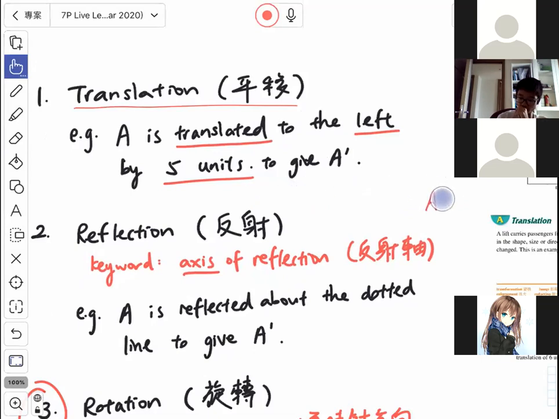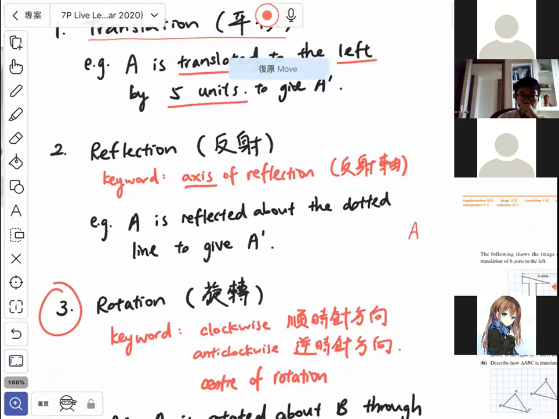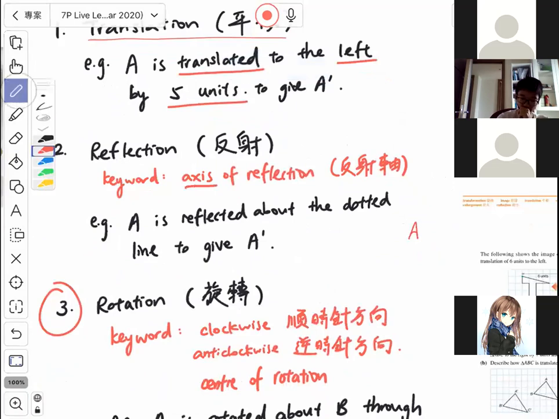Okay, and then for number 2, reflection. The keyword is we must have the axis of reflection, because when we reflect, there must be a mirror. When we place the mirror in different locations, the final image will also be different. For example, if you're closer to the mirror, you can see a bigger you. If you are farther from the mirror, you will see a smaller you. Also, you can see different images if the mirror is at different places.